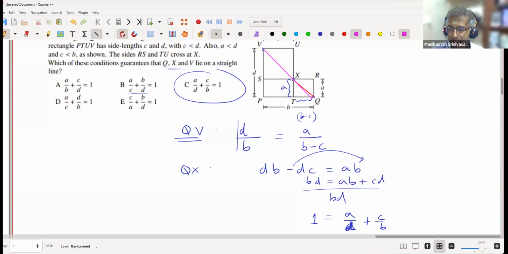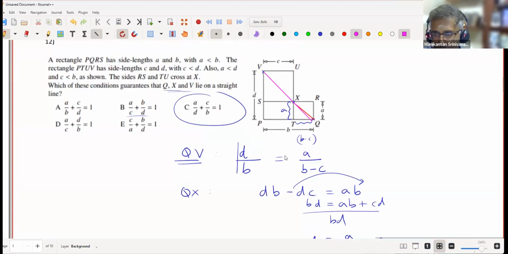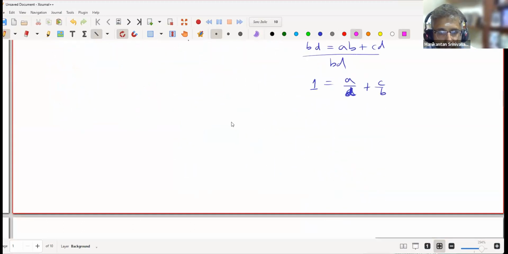There are 3 points, right? You can choose any 2 different pairs and then set the slopes to be the same. That's it. Yeah, it looks like a daunting question, but sometimes daunting questions are the easiest ones, right? Okay, so that's question 12.